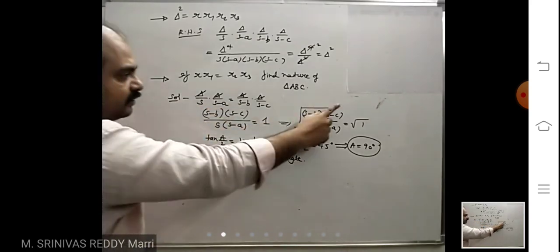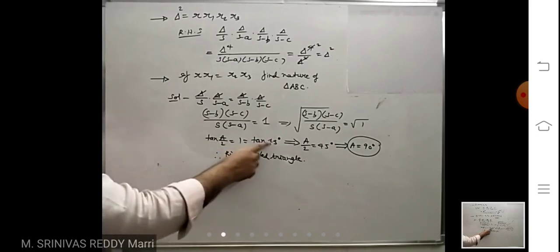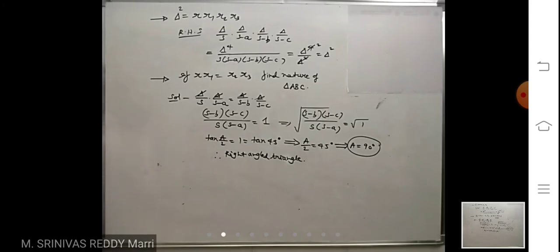Under root, 1 is what? Tan A by 2. Yesterday I discussed the half angle formula. Tan A by 2 is 1, this is 45, A by 2 is 45 degrees. Like that, by writing the simple formula, you can easily get it. Look at the next problem.